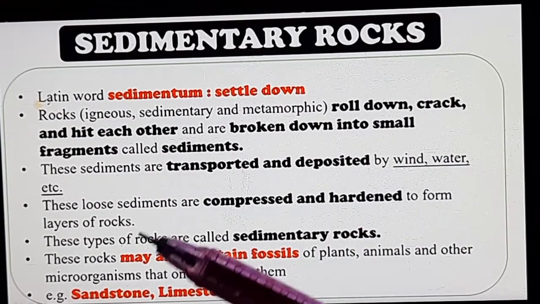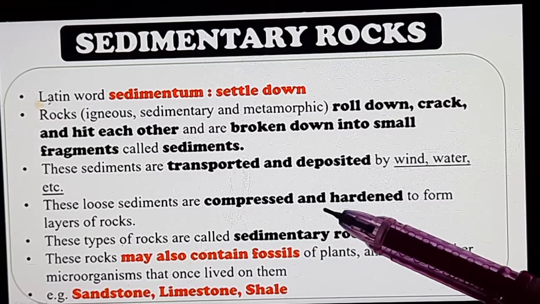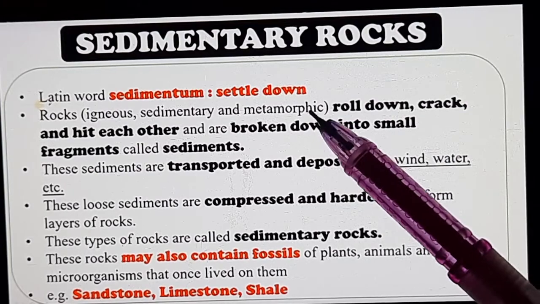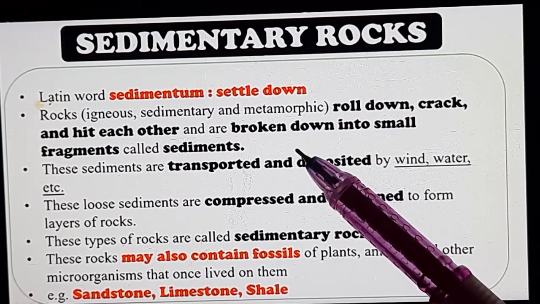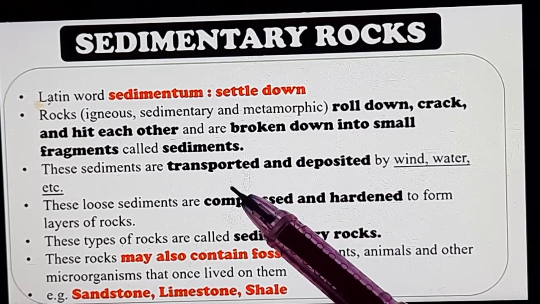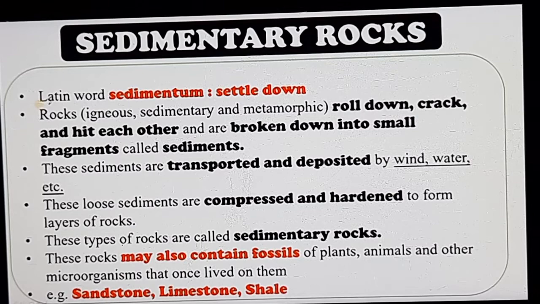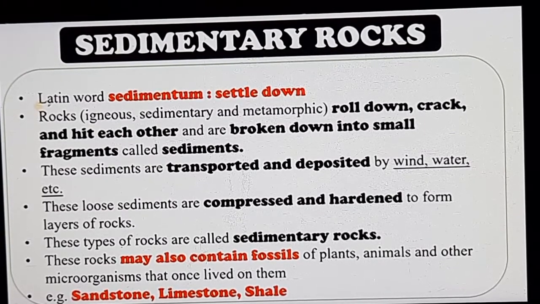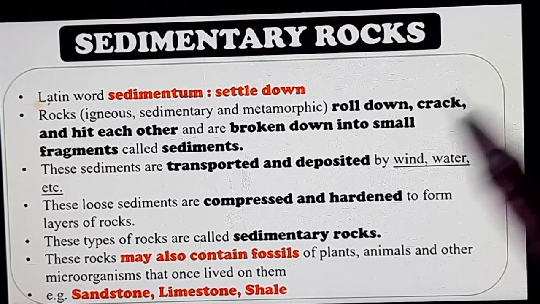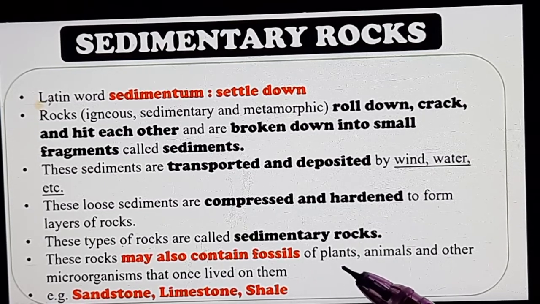Those sediments which roll down, crack and hit each other and are broken down into small fragments, what are they called? They are called sediments. And when these sediments are transported and deposited by wind, water, etc., then these loose sediments are compressed and hardened to form layers of rock. They are compressed, and what do they form? They form layers of rock. These types of rocks are sedimentary rocks.